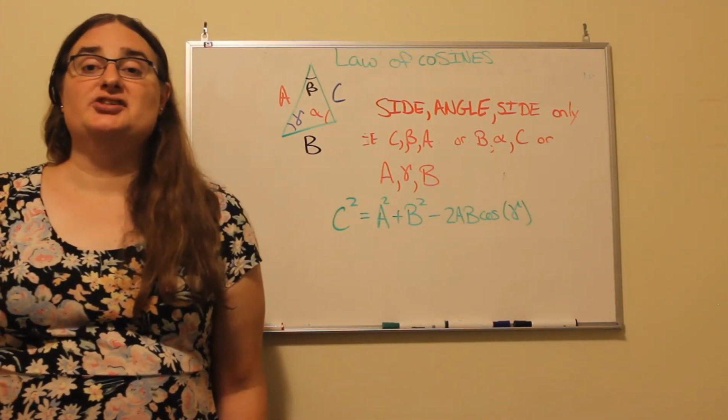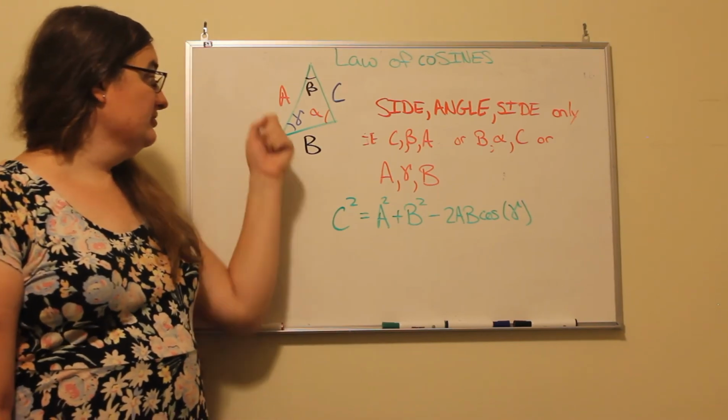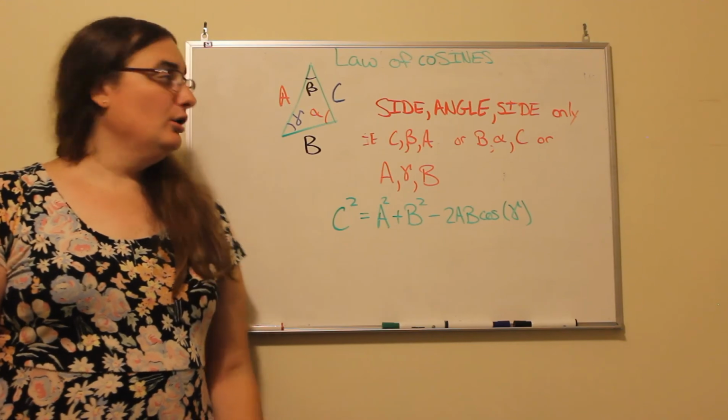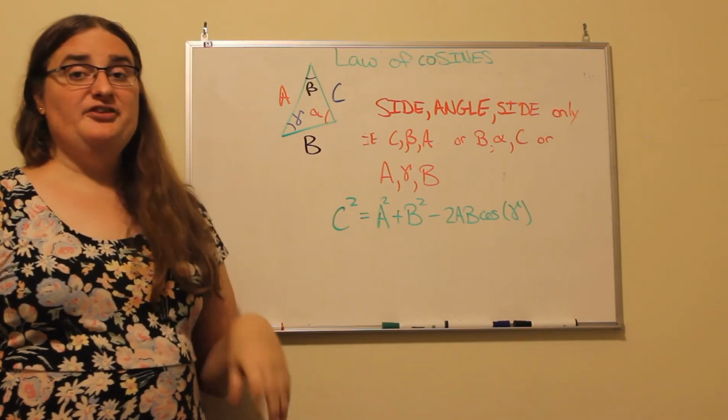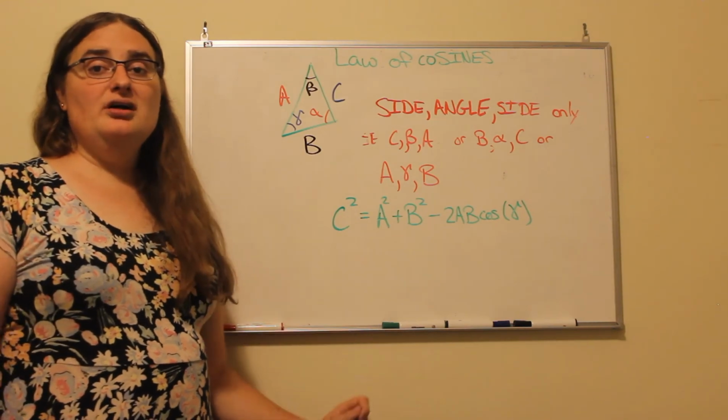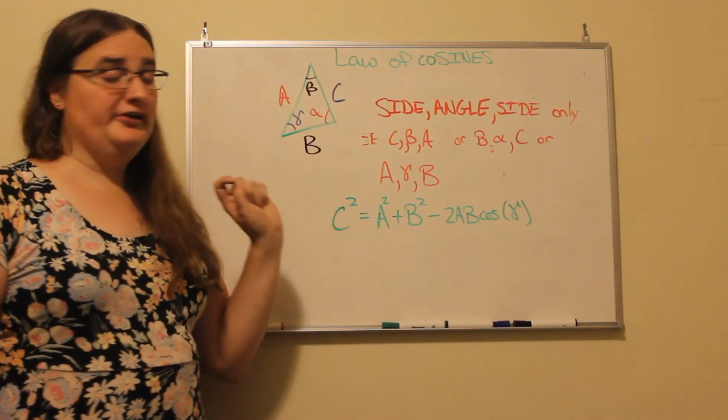But if you're just looking at a triangle, see side, angle, side, from the get-go, use the law of cosines to find C. Then once you've found C, then use the law of sines to figure out alpha and beta.